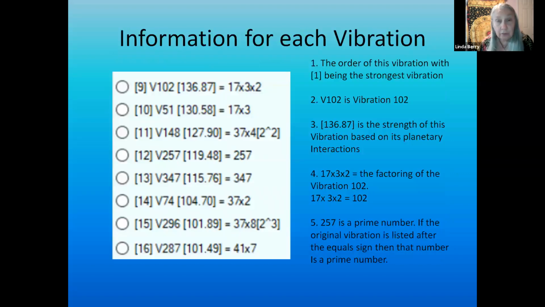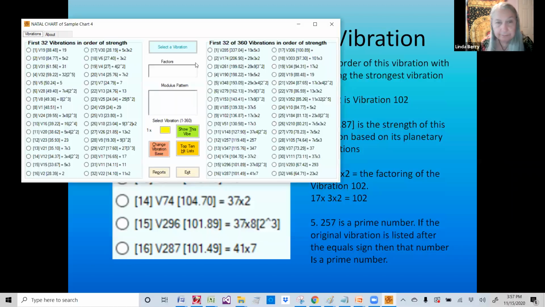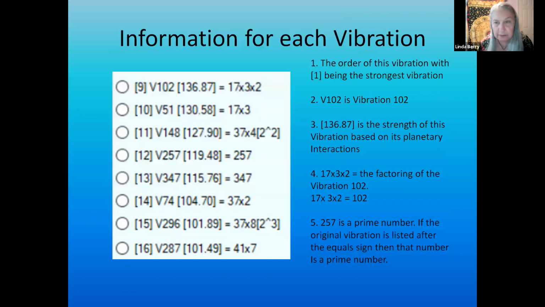All right, so what information are you being given? This is just a little piece of the chart display here, where we can talk about what that information means. Okay. The first item in brackets is the order of the vibration, 1 being the strongest and 32 being the weakest of the ones listed. When it says V102, that's vibration 102.